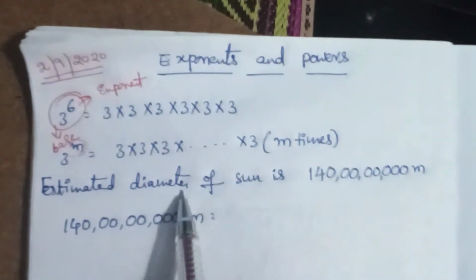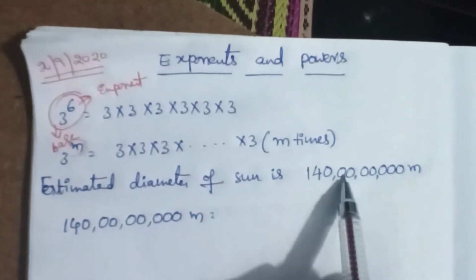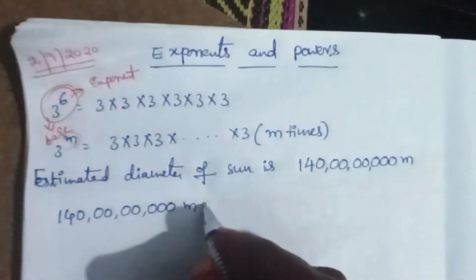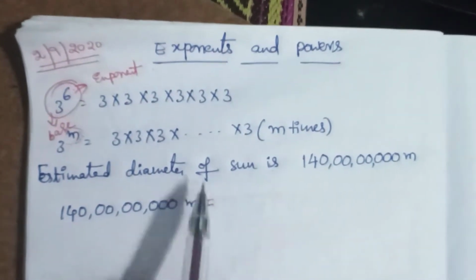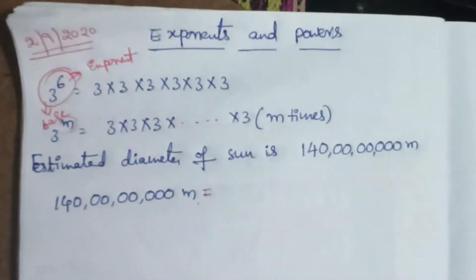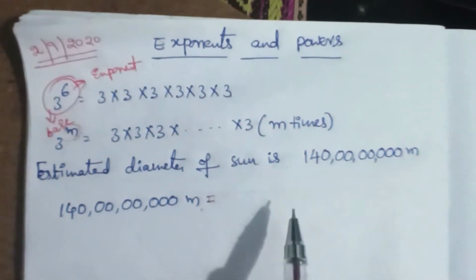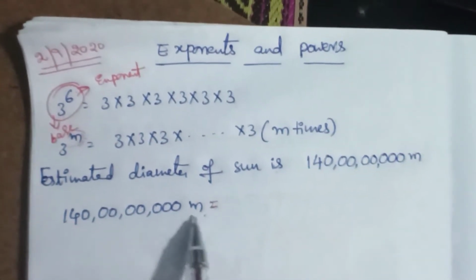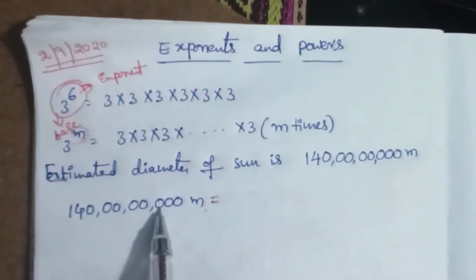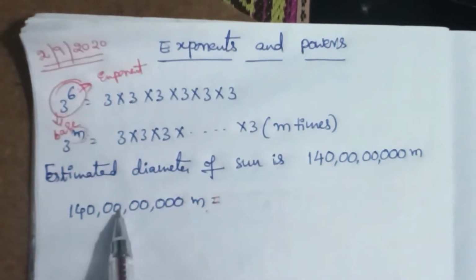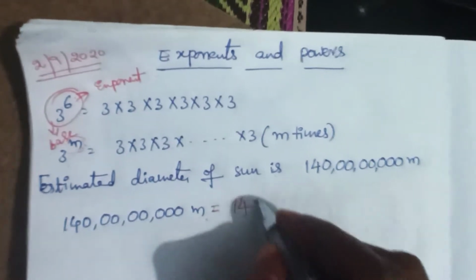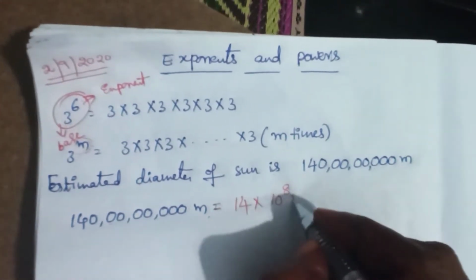The estimated diameter of the sun is 140 crore meters. Now we are going to write this number in scientific form. How can we write that number in scientific form? Before writing that number, we count the number of zeros: 1, 2, 3, 4, 5, 6, 7, 8. So it is 14 into 10 power 8 meters.